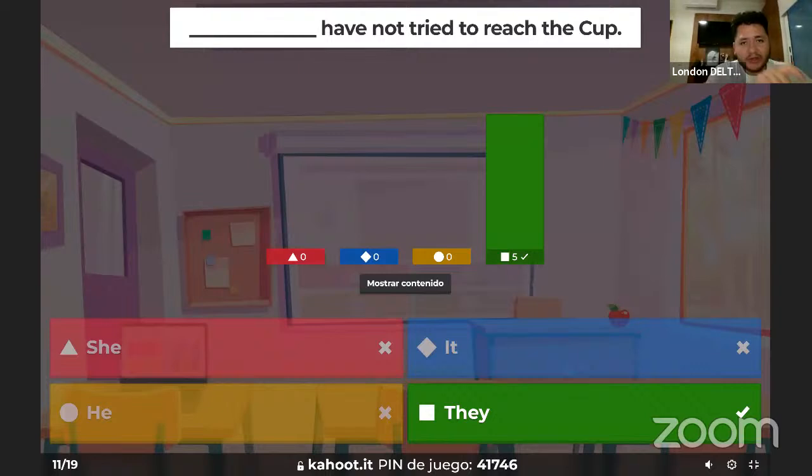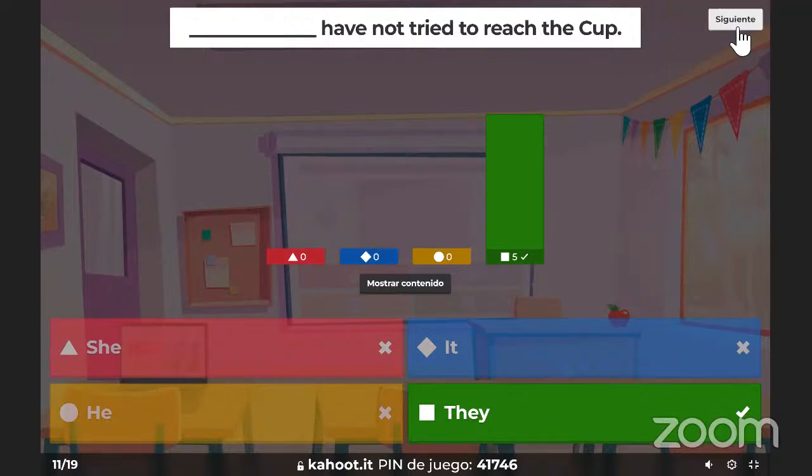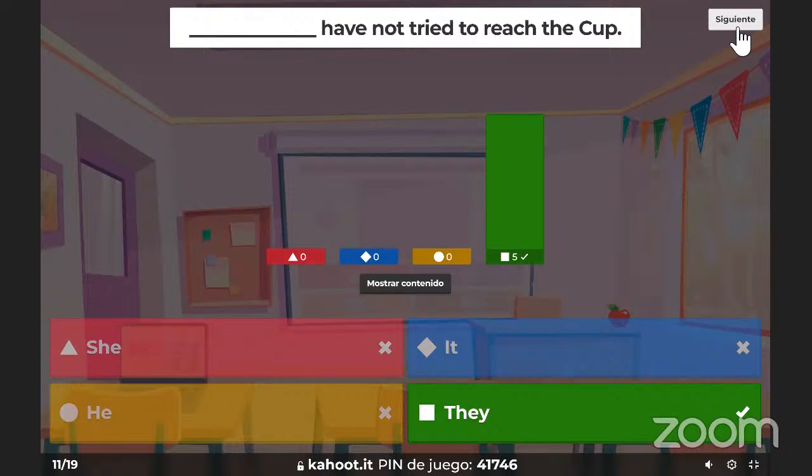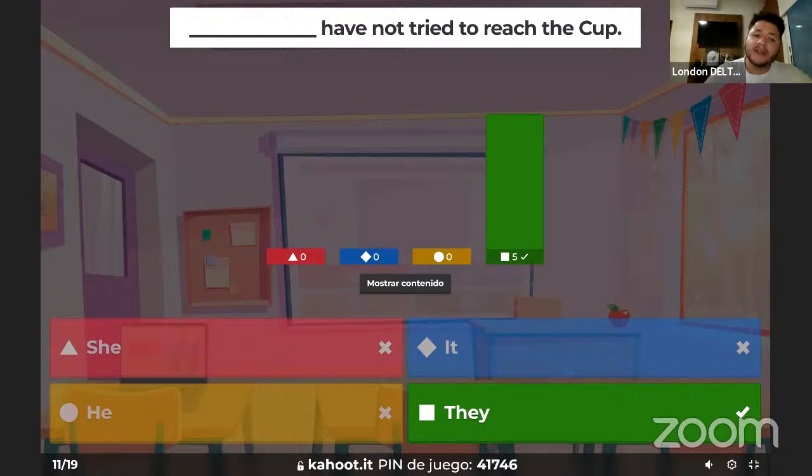How can you read with the... Let's make a contraction. Vamos a poner una contracción con have y not. ¿Cómo sonaría la oración? They haven't tried to reach the coast. Exactly. They haven't. Thank you so much.